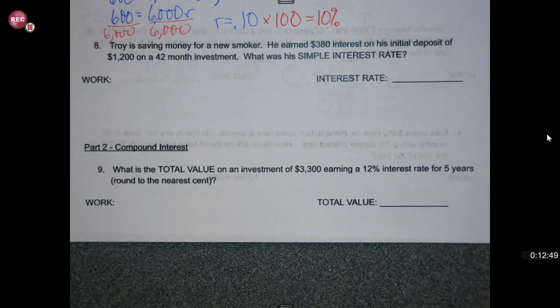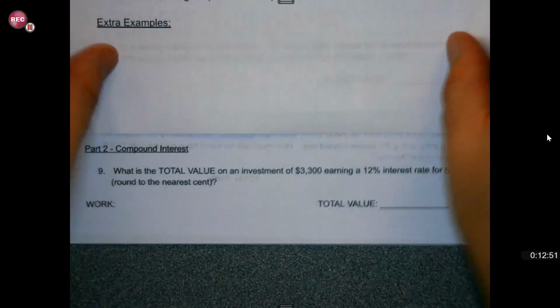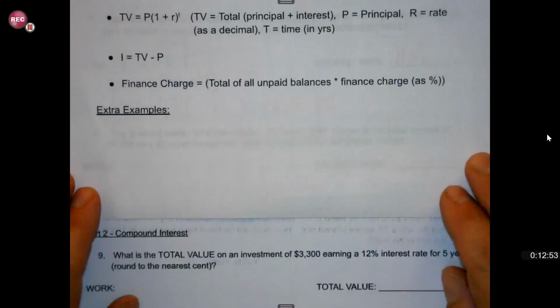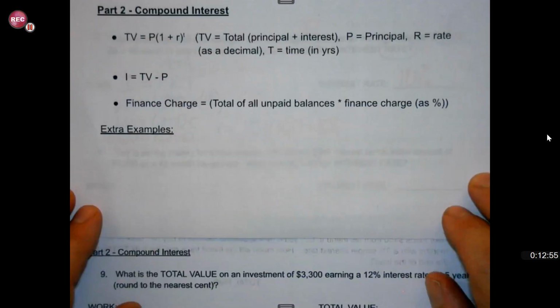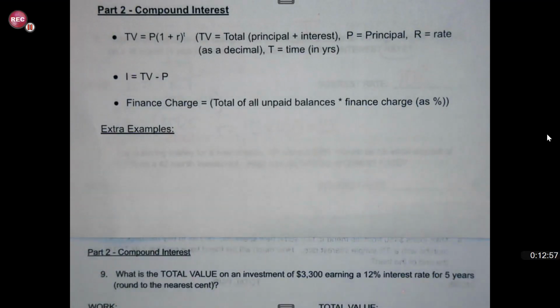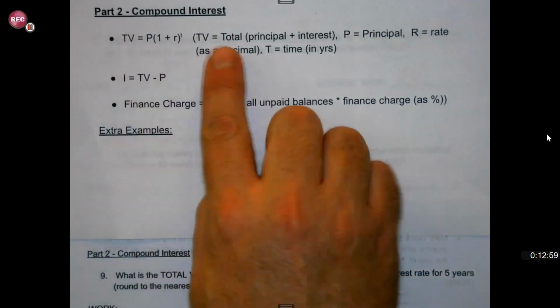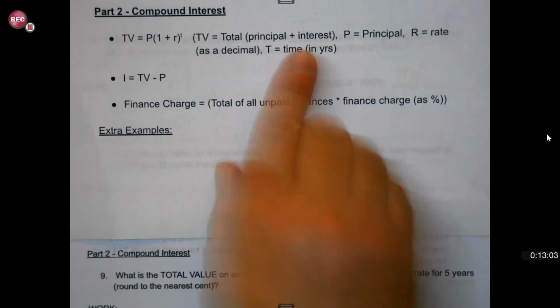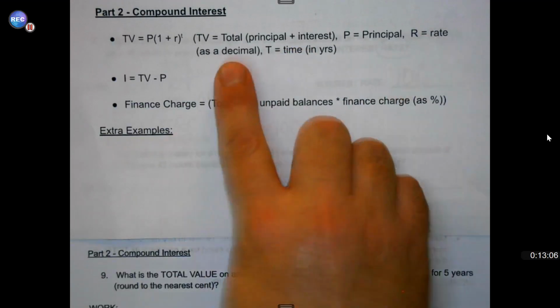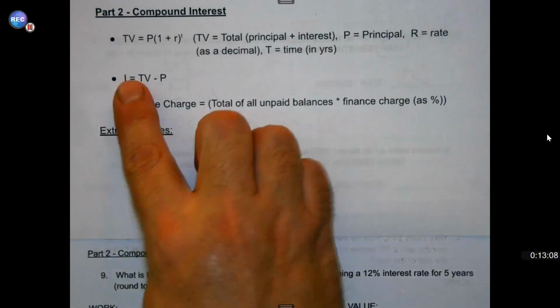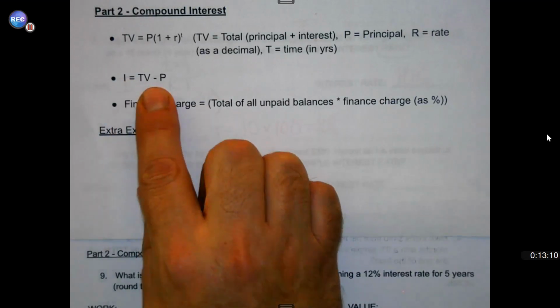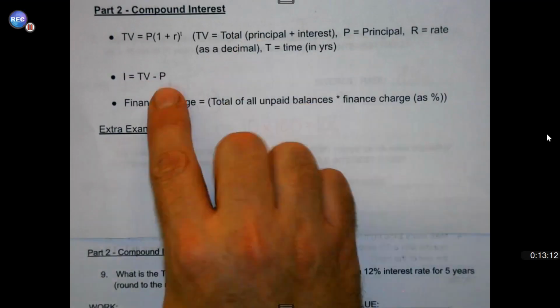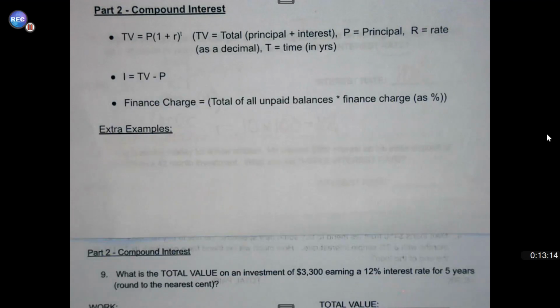Compound interest. Okay, new formulas to play with here. Again, when we do compound, TV is your total, the principal plus the interest. P is your principal, then rate, time. If I just want to find the interest, I take my total value minus my principal. You're going to see that. We're going to do some of those. And we'll talk about finance charges when we get to one of those.